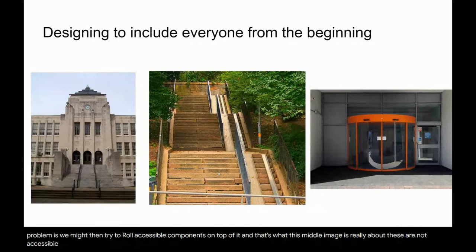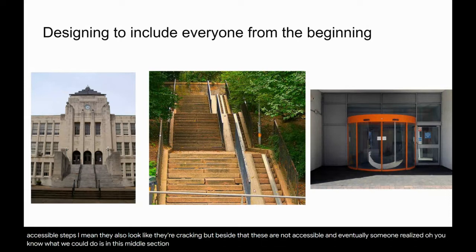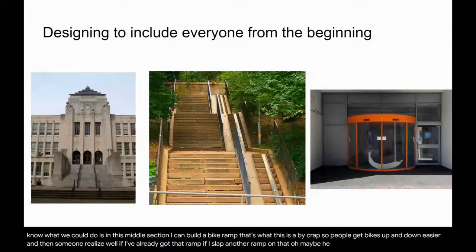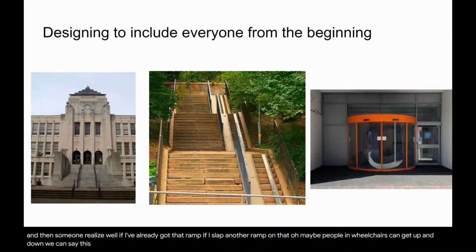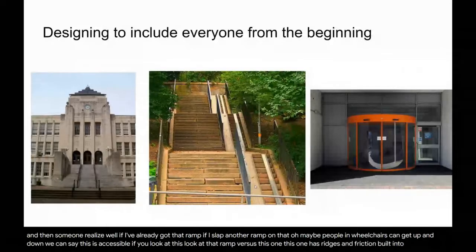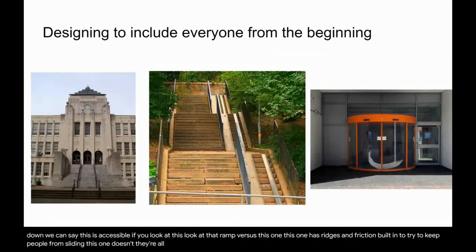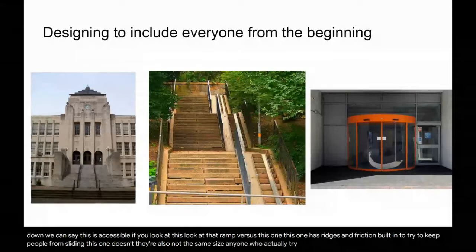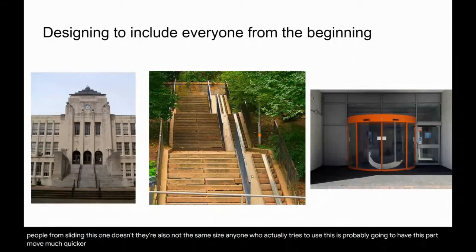These are not accessible steps. I mean, they also look like they're cracking, but beside that, these are not accessible. And eventually someone realized, oh, you know what we could do is in this middle section, I can build a bike ramp. That's what this is, a bike ramp, so people can get bikes up and down easier. And then someone realized, well, if I've already got that ramp, if I slap another ramp on that, maybe people in wheelchairs can get up and down, and we can say this is accessible. But look at that ramp versus this one. This one has ridges and friction built in to try to keep people from sliding. This one doesn't. They're also not the same size. Anyone who actually tries to use this is probably going to have this part move much quicker than that. They're going to wipe out.